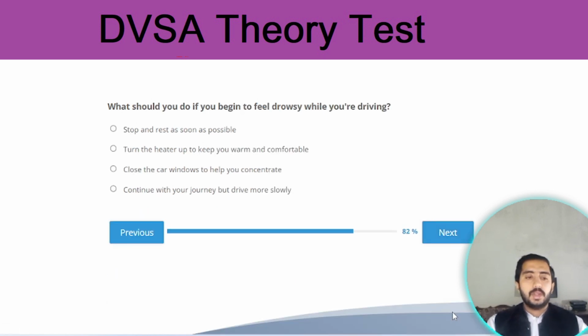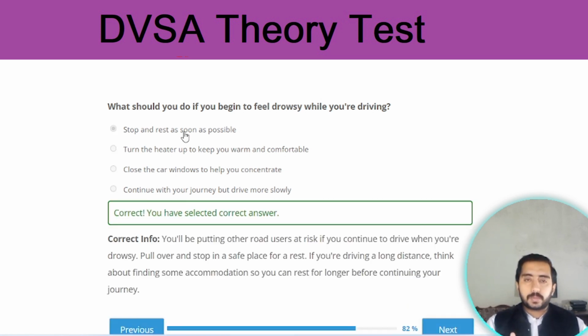Next question. What should you do if you begin to feel drowsy while you are driving? If you feel drowsy during driving, then you need to stop and rest as soon as possible. Option A is the correct option.